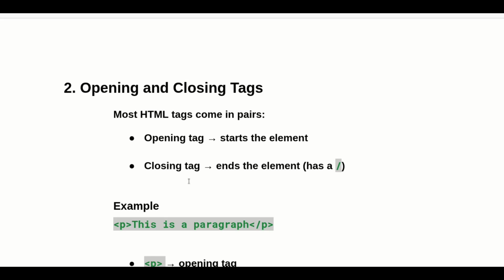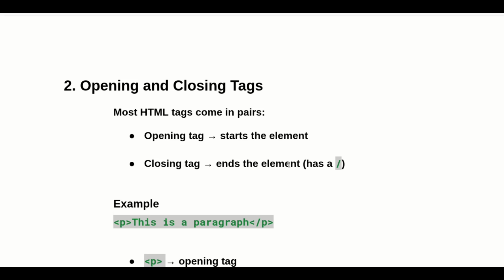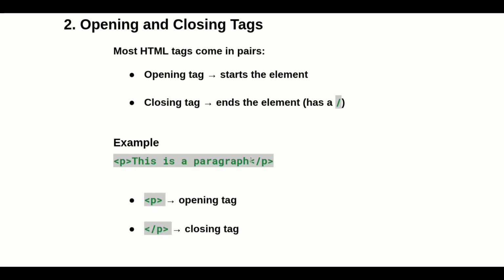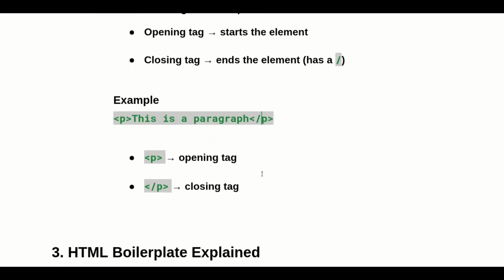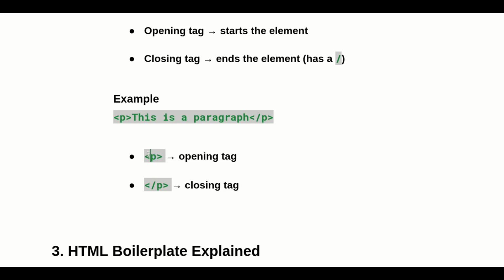Then we have what we call opening and closing tags. Most HTML tags come in pairs, meaning we have the opening tag which starts the element, then a closing tag which ends the element and has a slash. These are the ones where you see a slash before the letter p, then the closing greater than sign. So the first one is an opening tag, then the other one is the closing tag.